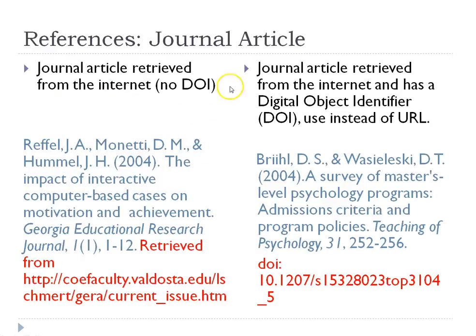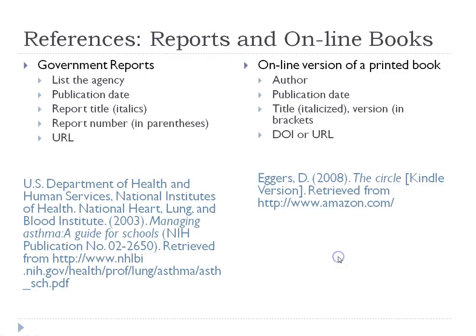Again, if we have a journal article retrieved from the internet with no DOI, you can see that we use the URL number retrieved from, and then a journal article with a DOI number. So instead of using the URL, we're using the DOI. So if it has a DOI, use the DOI number.